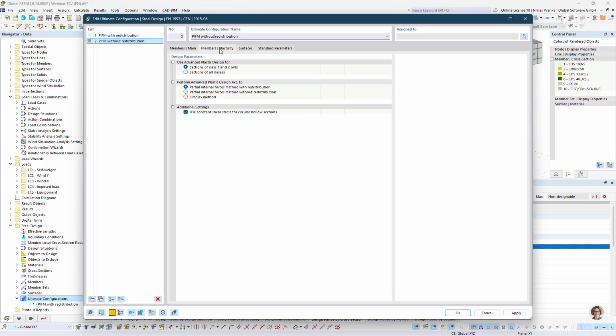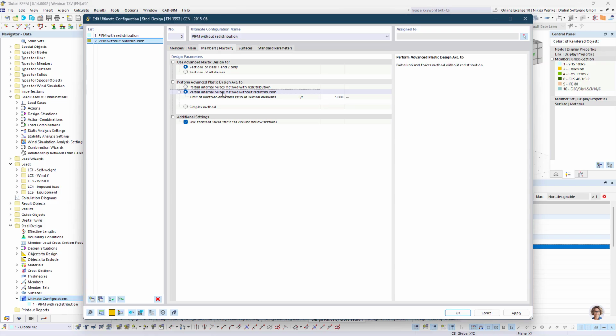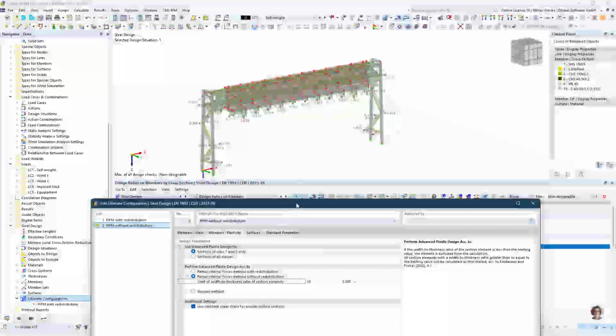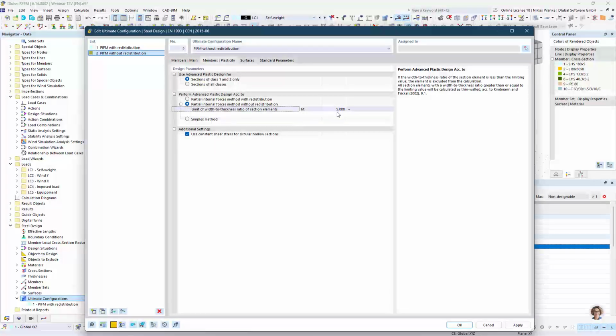So for the members plasticity tab, of course, we will have to switch the method. So I will switch to a partial internal forces method without redistribution. And here we receive one additional option, which I did not mention before. And this is the limit of width to thickness ratio of section elements. If one section element in our whole design is below this limit value, LT, then we will receive a warning and the design cannot be performed.